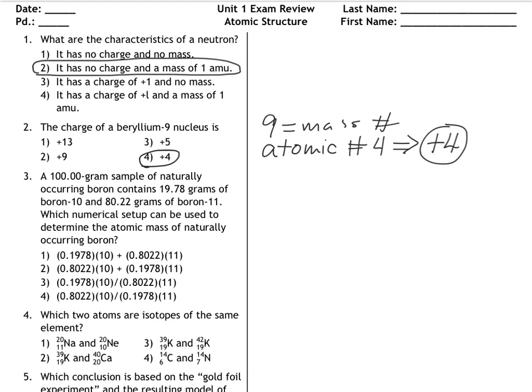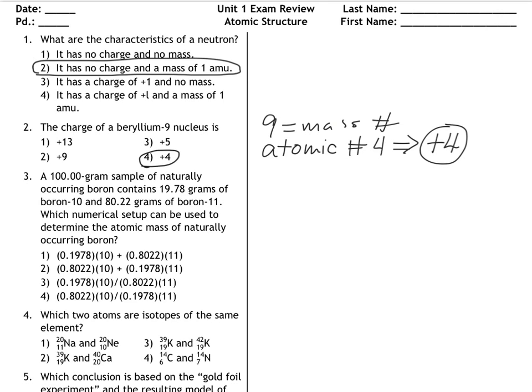Okay, in the third question, I can see it's going to be a math question. This is what we call atomic mass, when they give you a certain amount of substance and they tell you how much of it is a particular isotope, in this case boron-10, and then they tell you how much of it is a different isotope, in this case boron-11, and then they're going to ask you to do some math to show what its atomic mass could be.